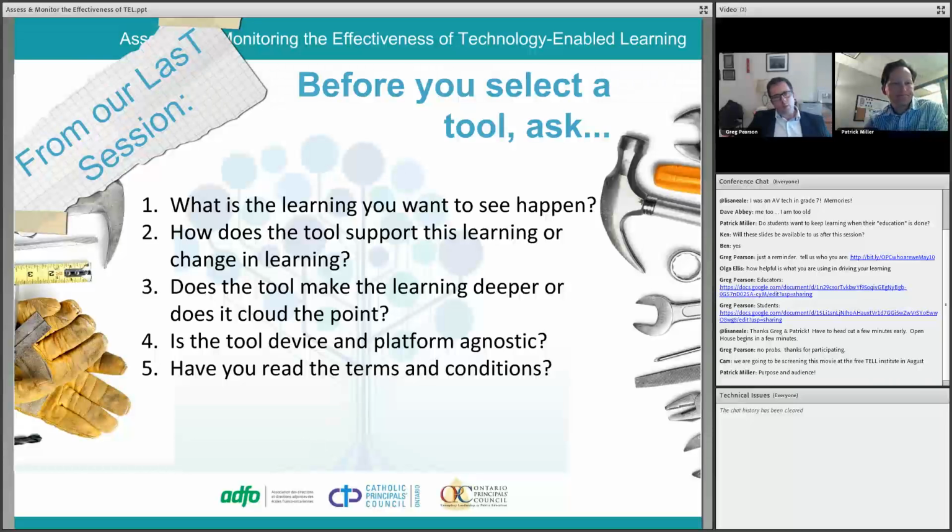So these questions apply to everyone. How does the tool support the learning or change the actual learning for you? Does the tool actually make the learning deeper, or does it just obfuscate the whole situation for yourself? Does it cloud the point? Is it tool, device, platform agnostic? We want to avoid any of the Microsoft versus Google type of idea.